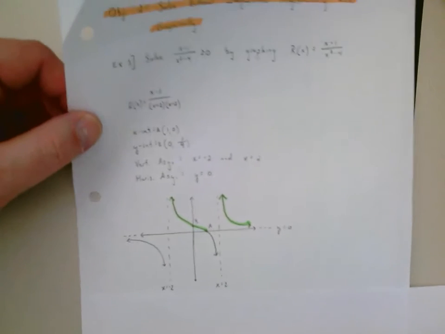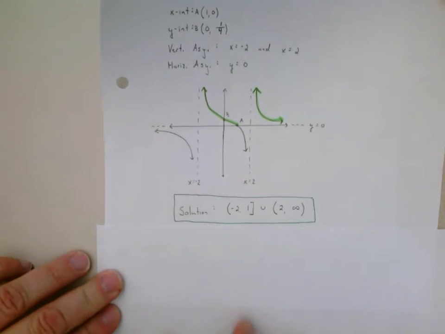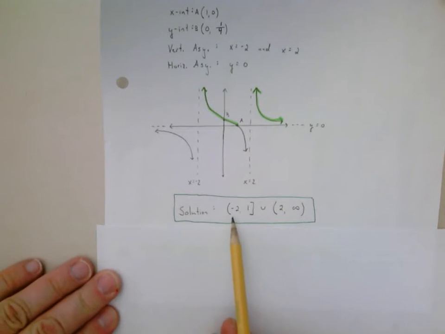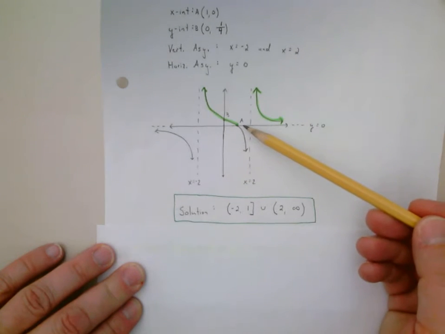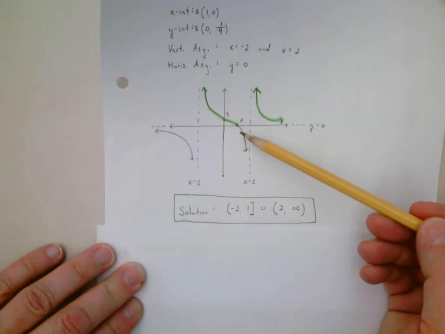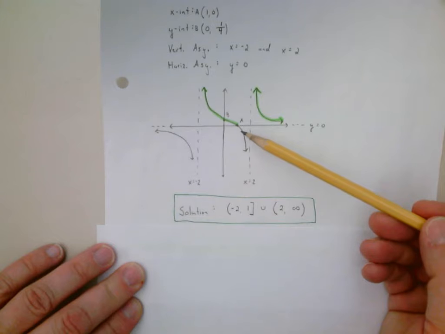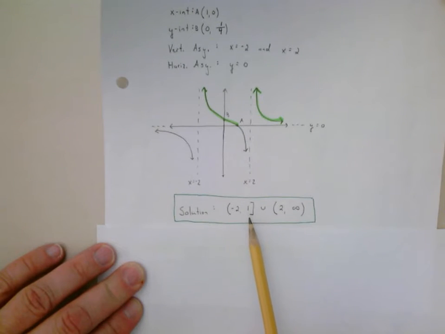So if we look at our solution set to this inequality, we have the half open interval from negative 2 to 1. Let's talk about why we're closed at 1 really quick. If you'll remember, our x-intercept up here, point A, was (1, 0). And because our original inequality said that we could be greater than or equal to 0, 1 is the value of x that makes this rational function equal 0. Therefore, it's included in the solution set.